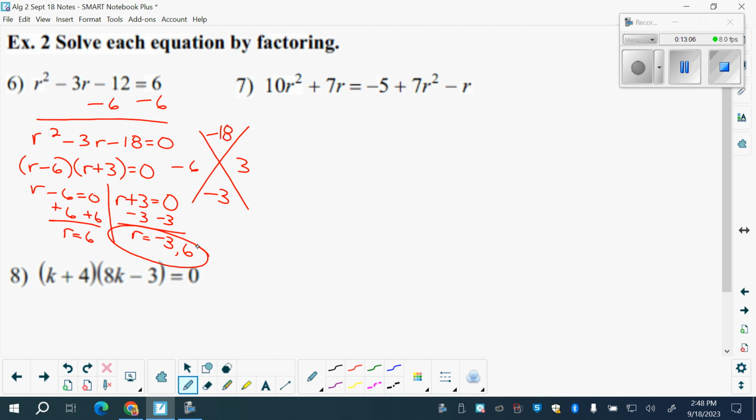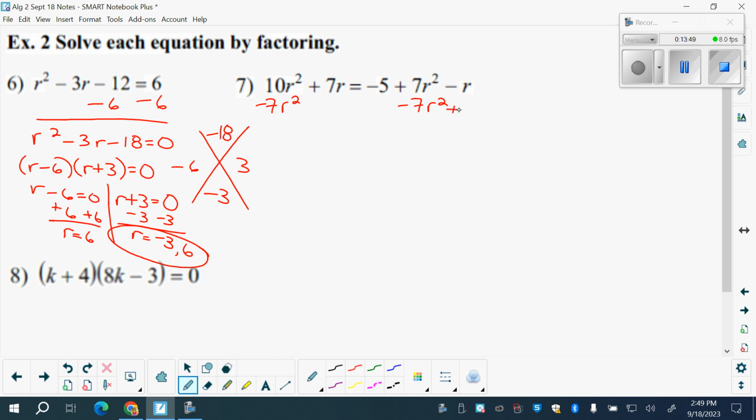And number 7, is it in standard form? It's not. How do we get 7 in standard form? That was a little harder. So this is not in standard form, so what can we do to get it in standard form? I'm going to start with subtracting 7r squared. I put it underneath its like term. You do not have to, but it just makes it easier when you go to add them together.